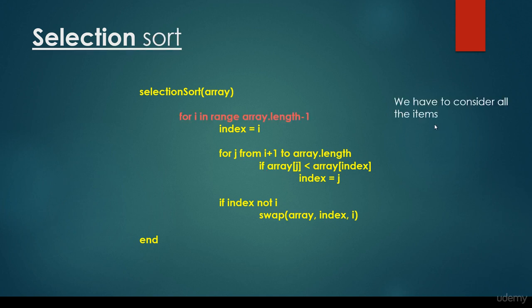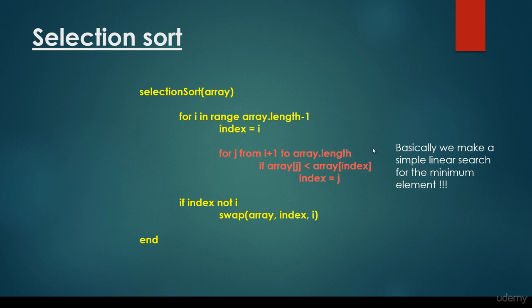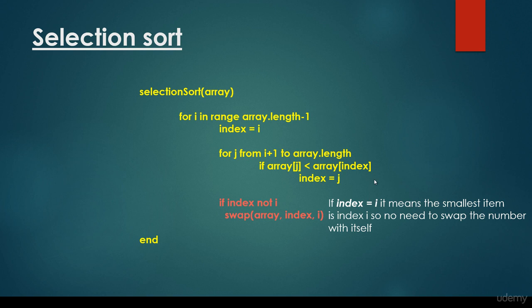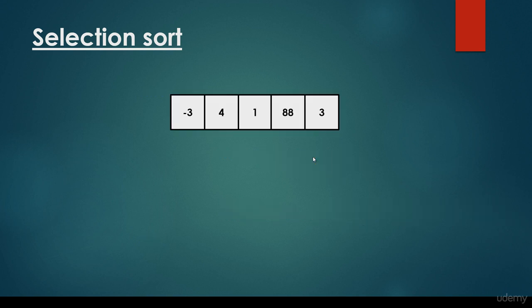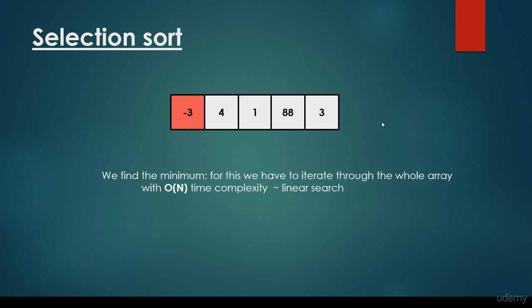Okay, so again we have to consider all the items. Basically, we make a simple linear search for the minimum element. And if the index is equal to i, it means that the smallest item is at index i, so no need to swap the number with itself. Okay, so let's take a look at a concrete example. We have -3, 4, 1, 88, and 3. Okay, we find the minimum. For this, we have to iterate through the whole array with O(n) linear time complexity. This is why it is called a linear search.